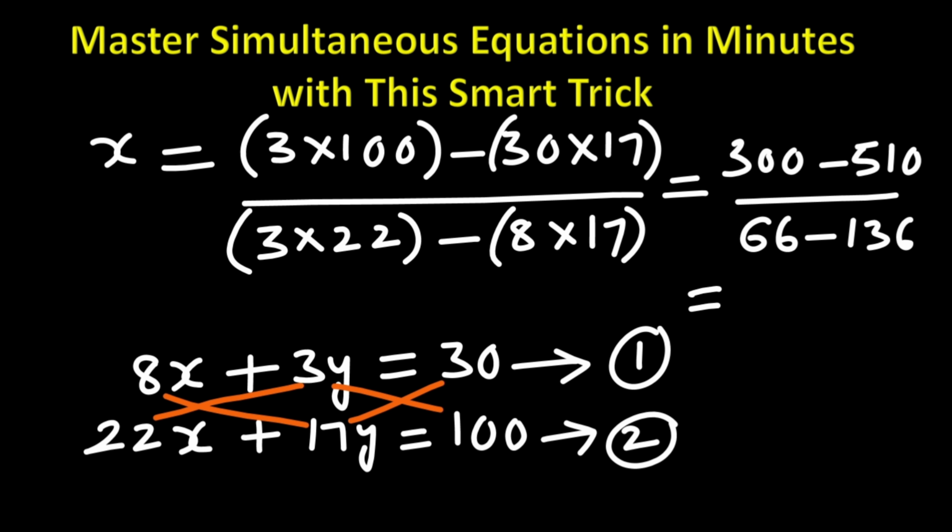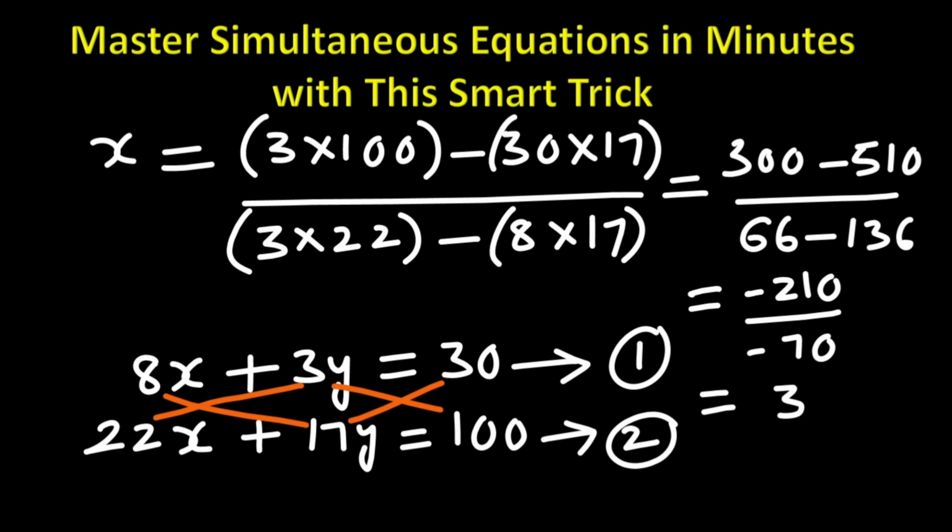So 300 minus 510, that's going to be negative 210 divided by 66 minus 136, that's going to be negative 70. Now negative 210 divided by negative 70, you get 3. So we see that the value of x is 3.